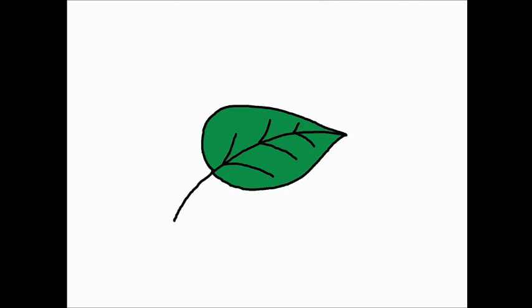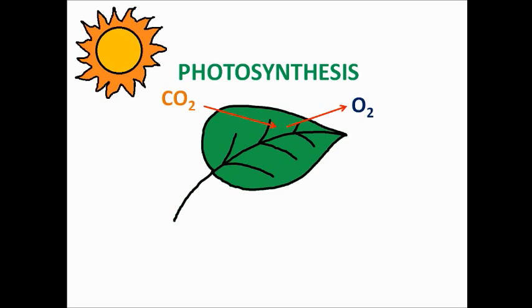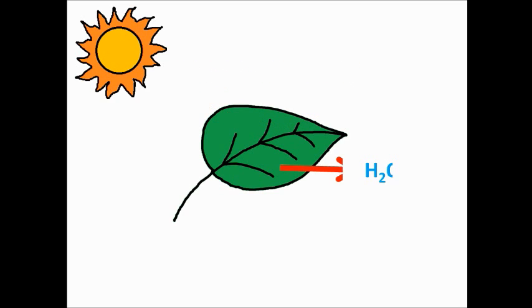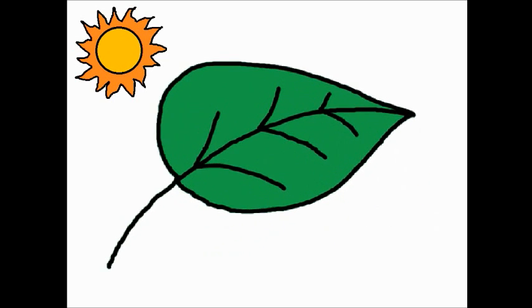But first, what are stomata? Stomata are microscopic pores in the epidermis, or outer layer of cells, of leaves, where carbon dioxide enters and oxygen exits during photosynthesis. Water also exits the leaf through stomata due to evaporation, in a process called transpiration. For each molecule of carbon dioxide that enters, many more molecules of water are lost.